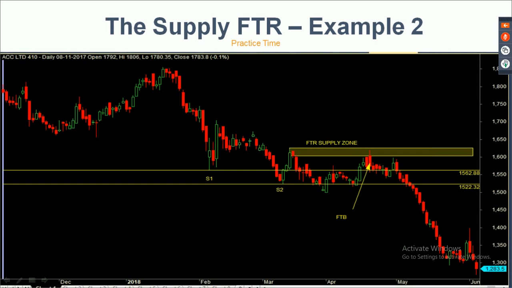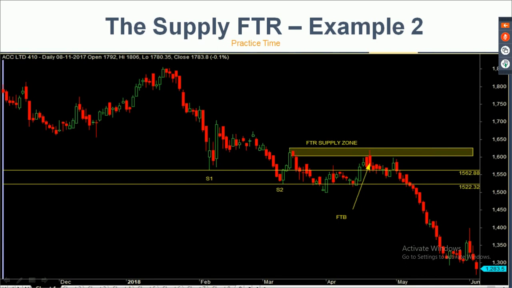Look at this example. ACC Limited, L1 formed, L1 broken, L2 formed, base formed, L2 broken. Price comes, take a trade, FTB and falls further. Can you connect to this example? Everyone give me a check. Only this example. Good.